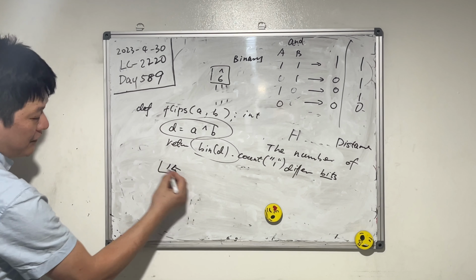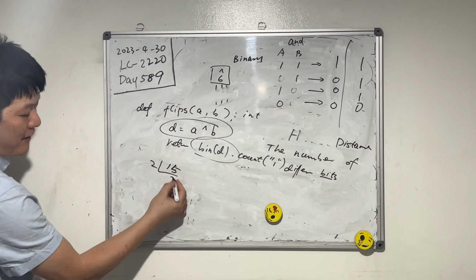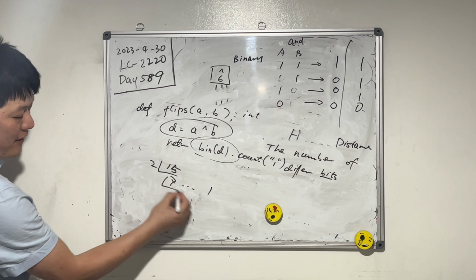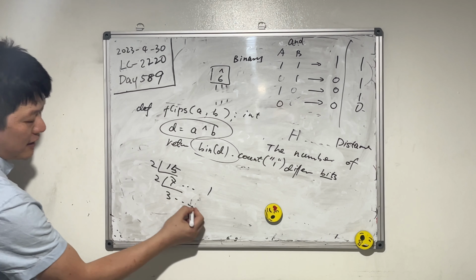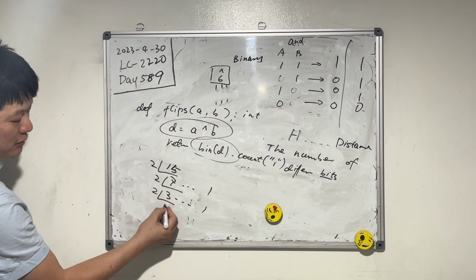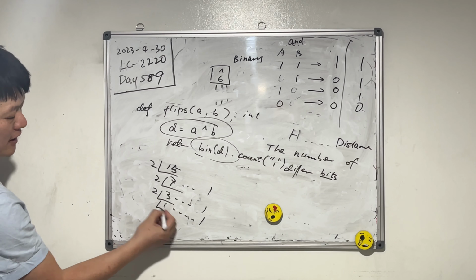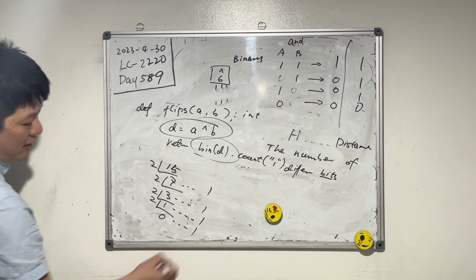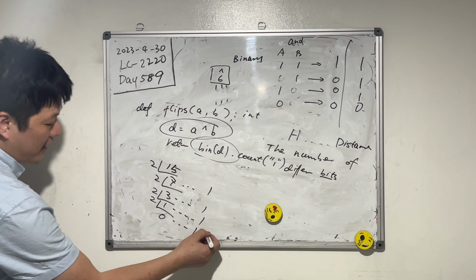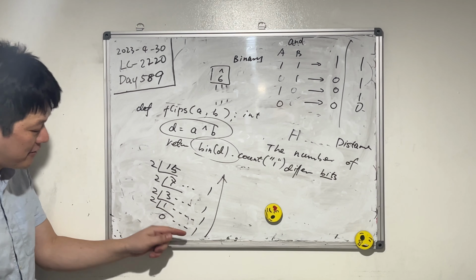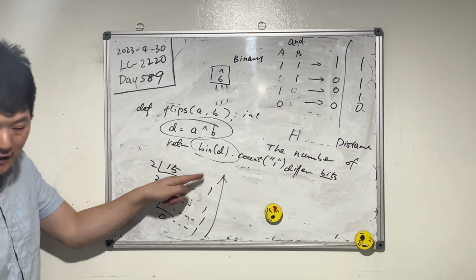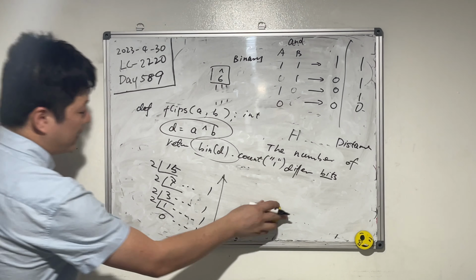15 divided by 2, which is 7, remaining 1. 7 divided by 2, which is 3, remaining 1. 3 divided by 2, which is 1, remaining 1. 1 divided by 2, which is 0, remaining 1. Okay? When we get a 0, we write the remainders this way. So the binary for 15 is 1, 1, 1, 1. Make sense?